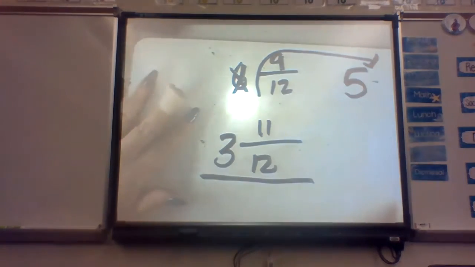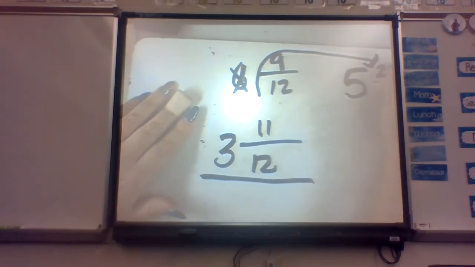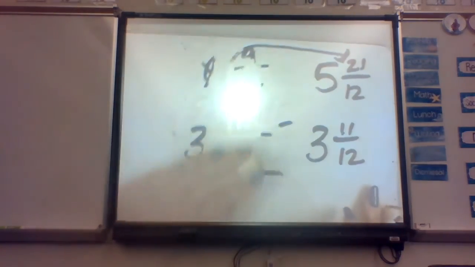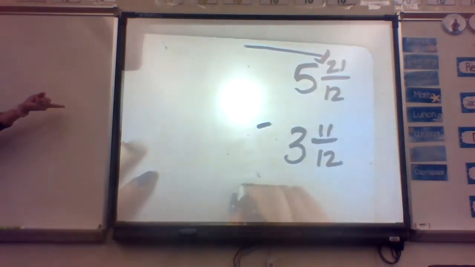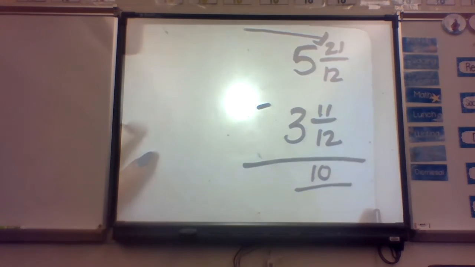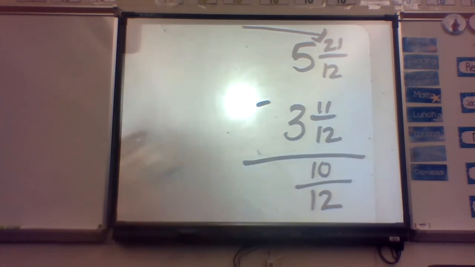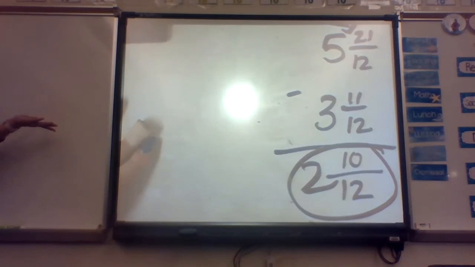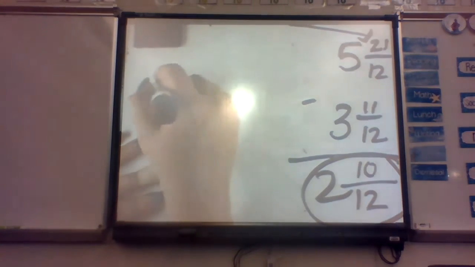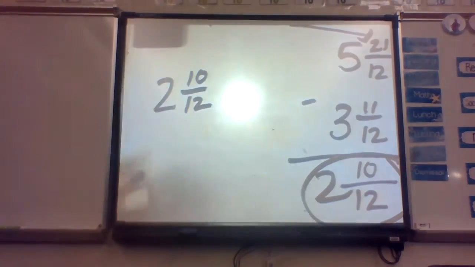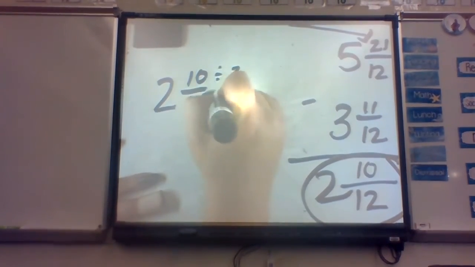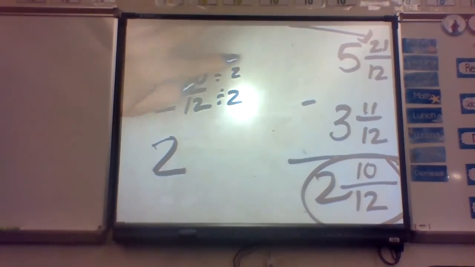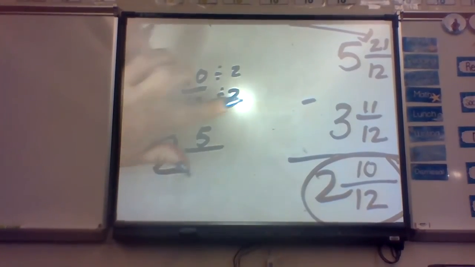So 12, 13, 14, 15, 16, 17, 18, 19, 20, 21 over 12 minus 3 and 11 twelfths. What did we get when we did 21 minus 11? 10. What's my denominator? 12. And what's 5 minus 3? 2. Now this is a good answer, but it can be reduced. Do we have even numbers? Yes. I always just start with 2. I make my life easy. What is 10 divided by 2? 5. And what is 12 divided by 2? 6. There we go.